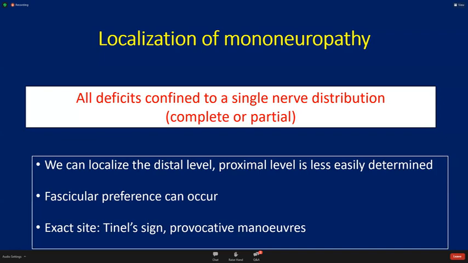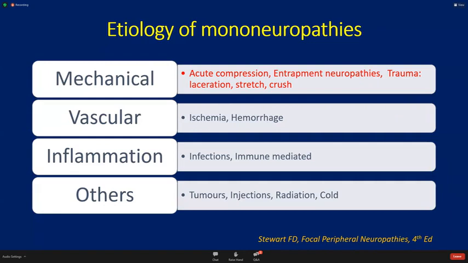And secondly, a very important phenomenon that you should know is a fascicular preference. So you may have a median neuropathy at the level of the elbow, but you may have weakness of only the muscles of the hand. And that can occur just because there is a propensity for the fascicles of those particular muscles to be affected. We may be able to make out the exact site by using either Tinel sign or certain provocative maneuvers, which we will see individually when we go on.